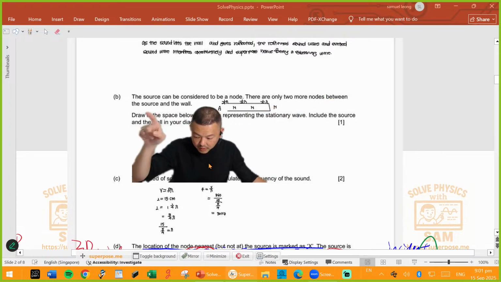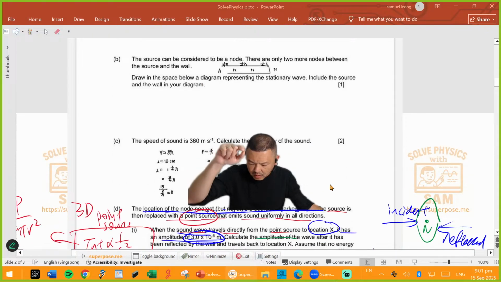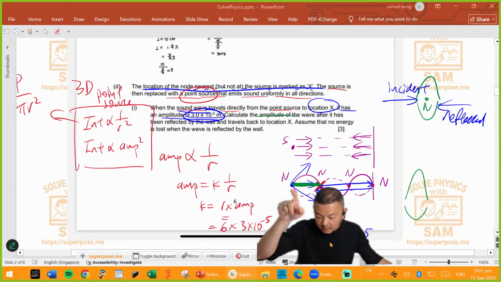There are 2 more nodes between the source and the wall. I don't know why you put anti-node though. Yeah, it should be a node. No, no, that's the point. So that's why down here I said node, right?